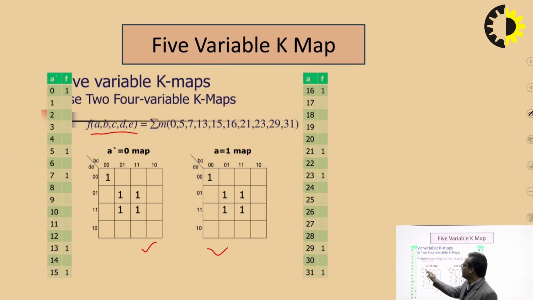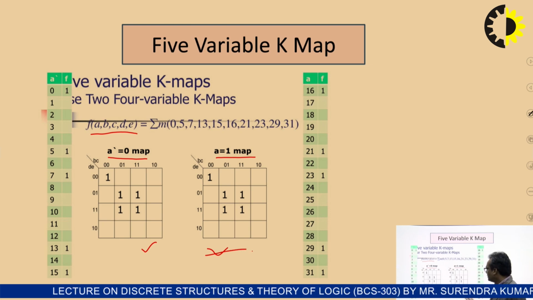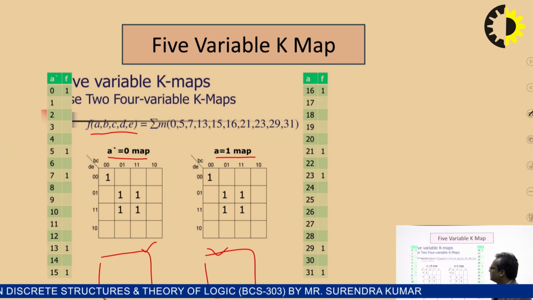So you will use B, C, D, E, with A equal to 0 and A equal to 1. For B, C, D, E, you will make two 4 variable K-maps, the same variables but changing with A equal to 0 and A equal to 1, right? So this is the 5 variable K-map. In the same way you can have a 6 variable K-map by using 4 variable K-maps. So you can have the 4 variable here, right? This is the 6 variable K-map.